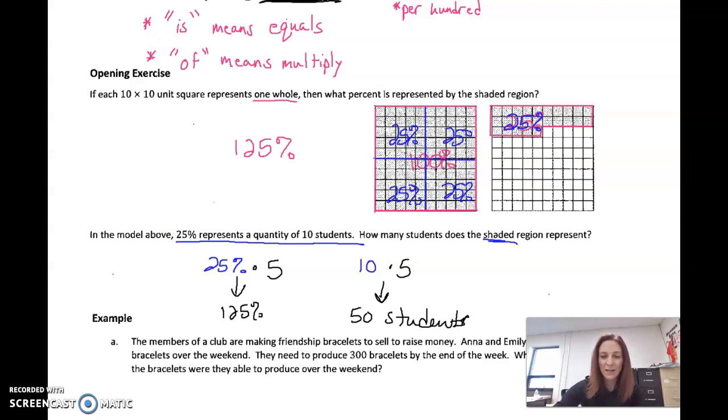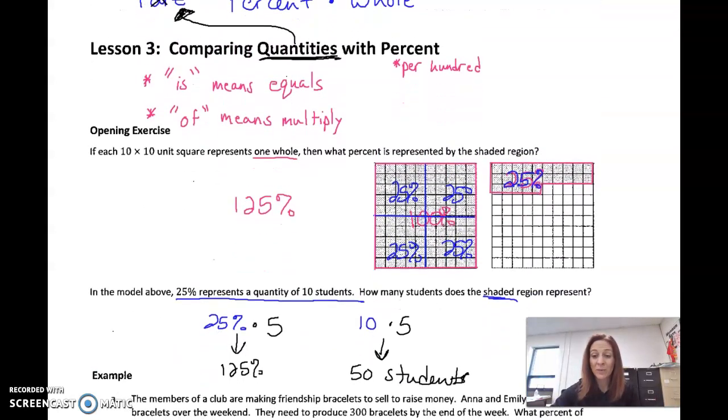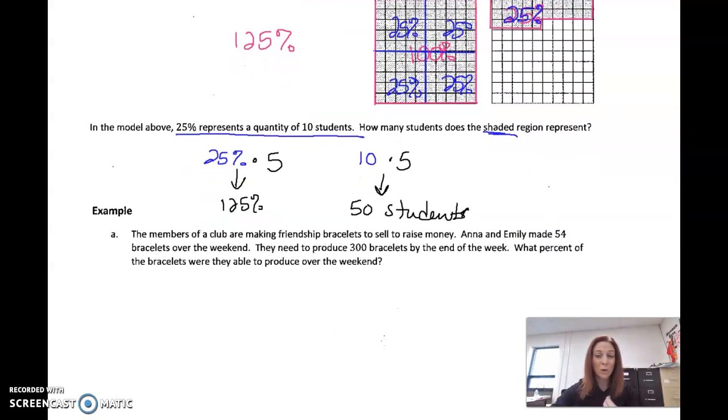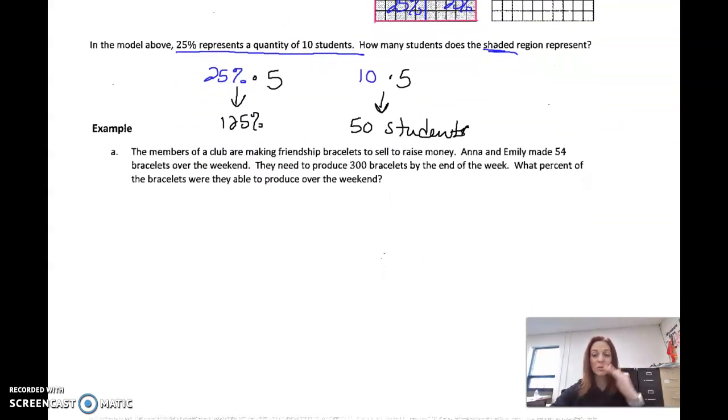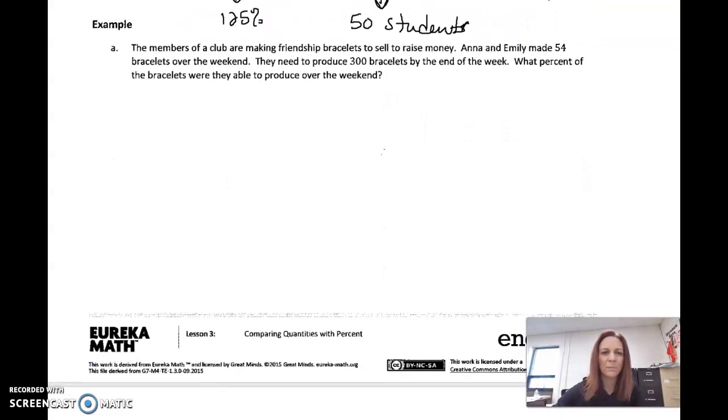If this is 10 students, and 10 students, and 10 students, and 10 students, and 10 students, we have 5 groups of 10 students, so that's a total of 50 students. This is kind of a visual of what we're doing. Now let's get back to our equation. I need you to write down the equation every single time. Because if you look at this and say, well, I'm going to multiply or I'm going to divide, you're going to get confused. So just really follow along with what I write down.